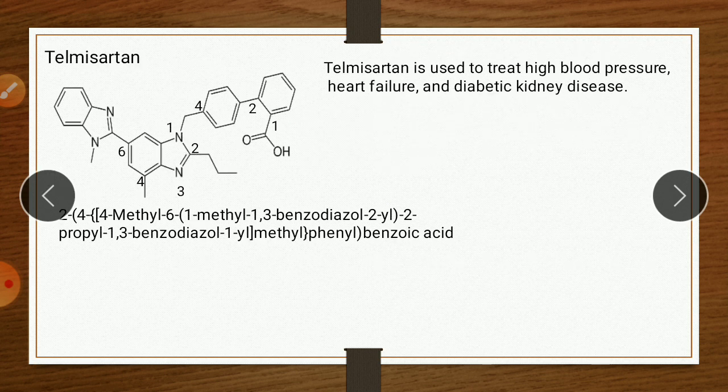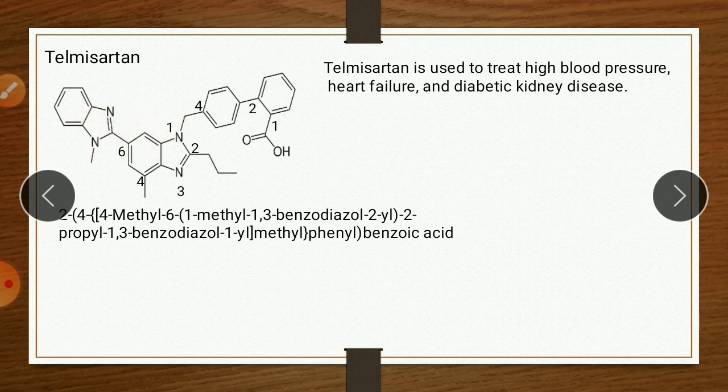Last drug, telmisartan. So this is the structure of telmisartan. Here again the IUPAC, it is a benzoic acid. This one is benzoic acid. According to benzoic acid, on the second position, so it is a 2, then 4. This one is 4, 4-methyl. Then on the 6th position there is a ring, that is 1-methyl-1,3-benzodiazole. On the second position there is an attachment, 2-yl.